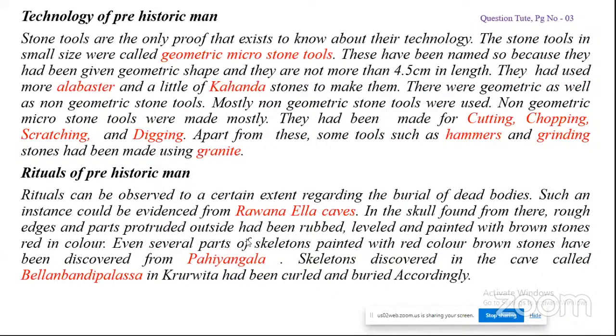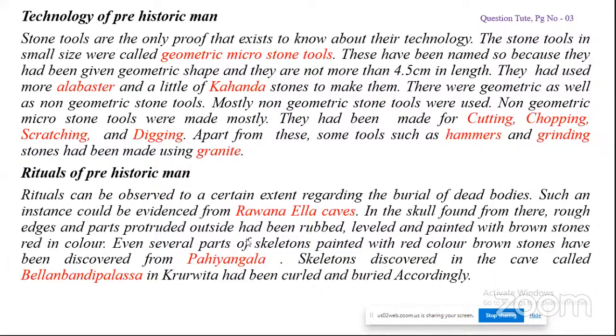Rituals means burials, how the dead bodies are removed. So that's known as rituals. Rituals can be observed to a certain extent regarding the burials of dead bodies. Such an instance could be evidenced from the Ravana Ella caves.